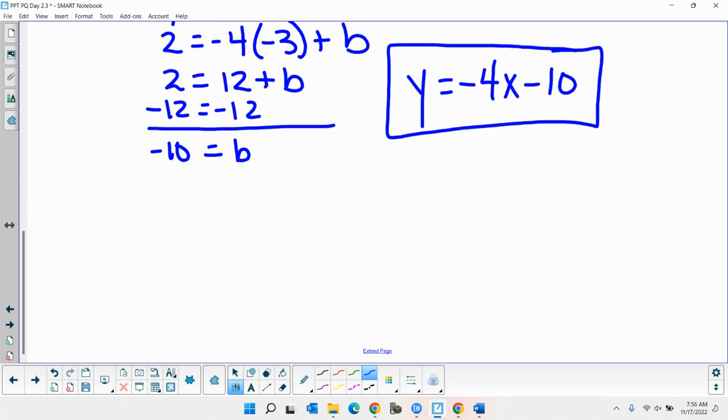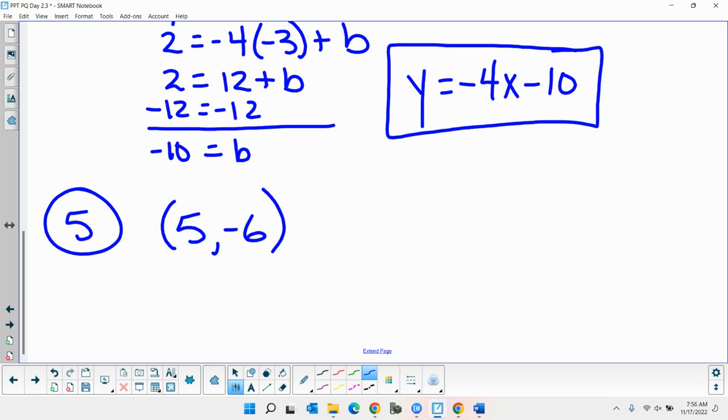Okay, number 5. I gave you 2 points for number 5. So you have to find the slope first, like you did for 1 and 2. And then do what we just did for number 4. Pick one of the points. It doesn't matter which point you pick of those 2 to figure out the b.